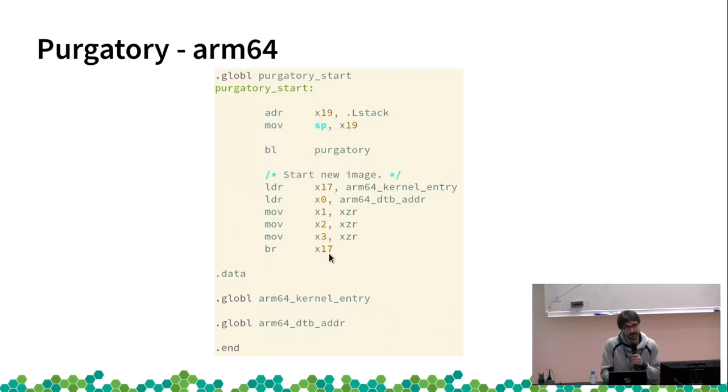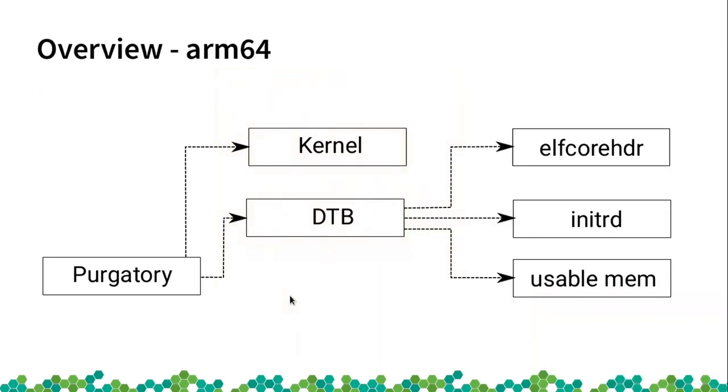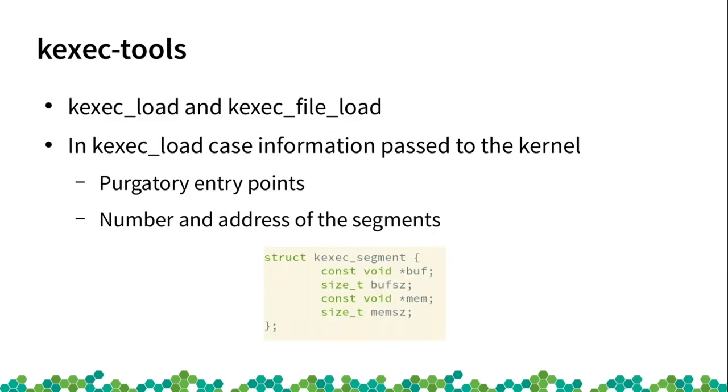And what kexec-tools does with this file, it updates these two values to actually point to the kernel and to the device tree. So in the end, the purgatory is the first program that gets executed when the system crashes. It knows where the kernel is and where the device tree is, and the device tree has pointers to the ELF core header, initrd, and the usable memory for the system. And the kernel will use the device tree to boot up and get the system running. Okay, so that's all what kexec does.